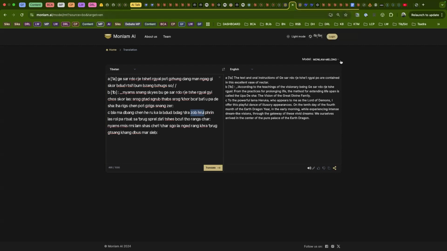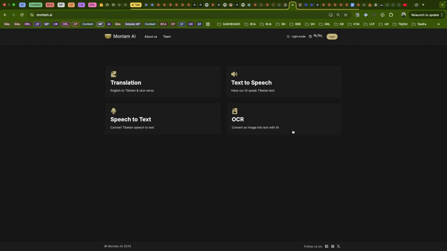So the difference here in Manlam is that you have two models. You have a model, I think, developed in cooperation with Mitra, and a model that has probably been developed with a different data set. So Manlam AI is an amazing project too. If you don't know it, it would be good to go check their website. It's very easy, it's manlam.ai.